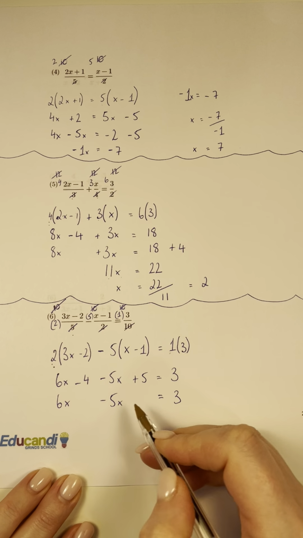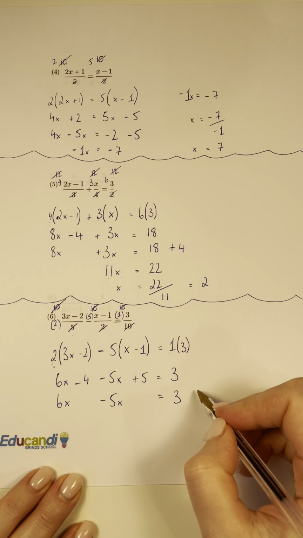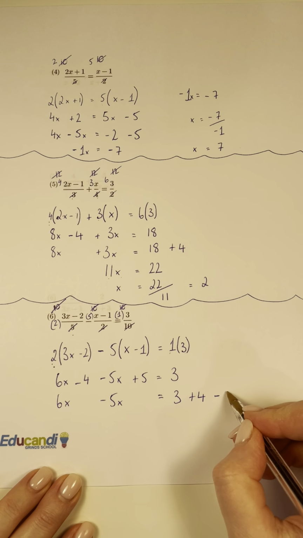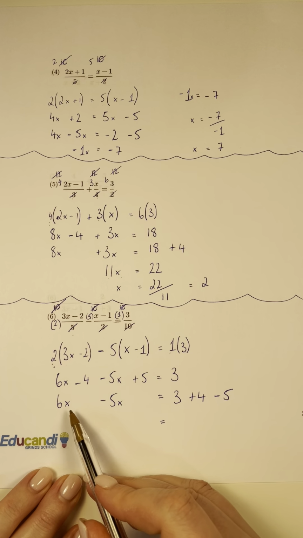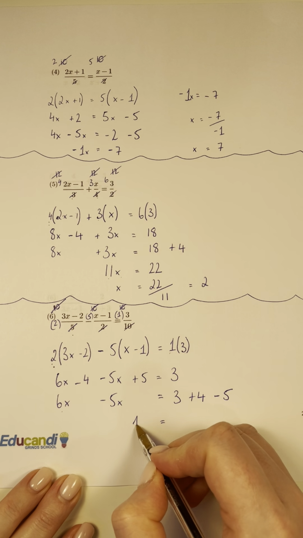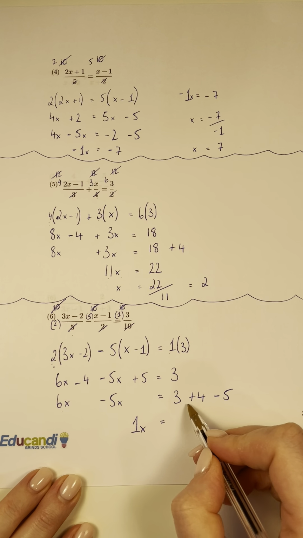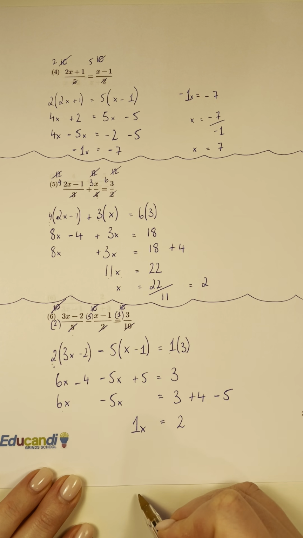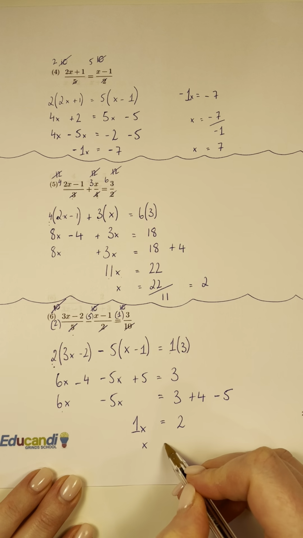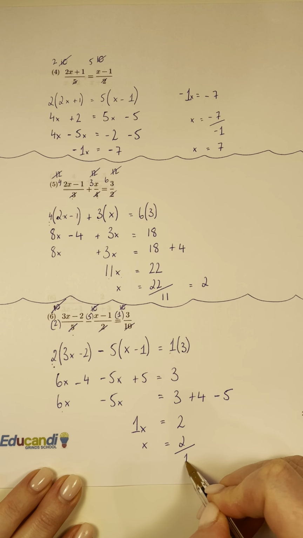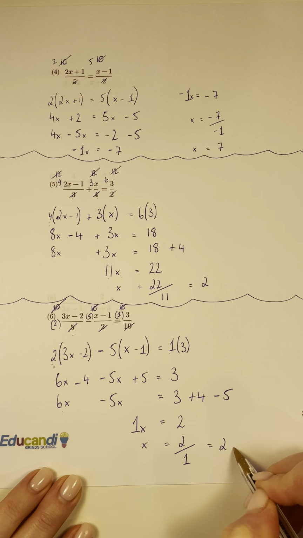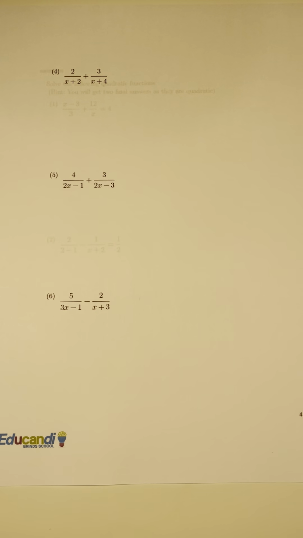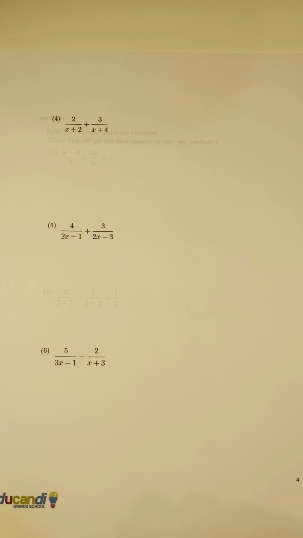Over here I've got 3. We're going to take this 4 and I turn it to positive 4. We're going to take this 5 and we're going to change it to minus 5. 6x take 5x is 1x. 3 and 4 is 7. Take 5 is 2. You just want x, so that is 2 divided by 1, which is 2. Okay, so they're the solving ones. Here, no equals to. Look at that.